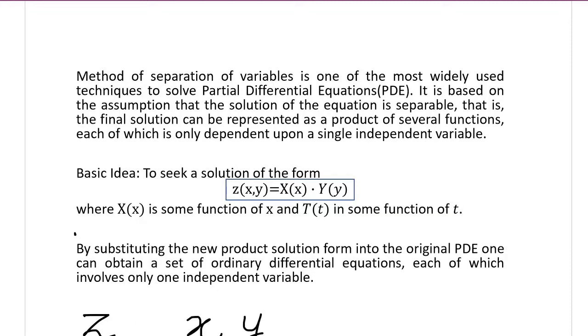independent variables. Then the basic idea or the basic assumption behind this method is that the solution of this partial differential equation, that is the solution z of x, y, can be written as a product of two functions, say X and Y, where X is a function of x and Y is a function of y. Okay, so the basic assumption is that z can be written as a product of two functions where one is a function of x and the other is a function of y. That is, it can be separated in such a manner.